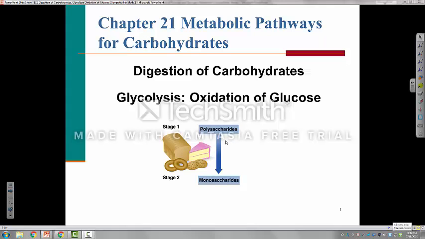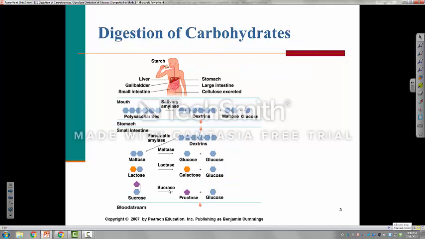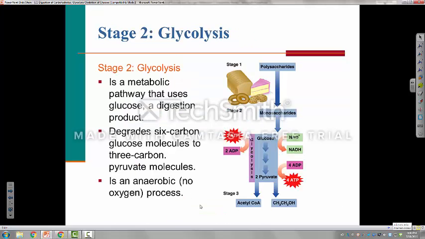Okay, so in the first video we introduced metabolism and we talked about digestion, where polysaccharides are broken down into monosaccharides. This begins in the mouth with salivary amylase and is completed in the small intestine with pancreatic amylase, where the individual monosaccharides are absorbed into the bloodstream and then go to the peripheral cells. So what happens once a monosaccharide gets into the cell?